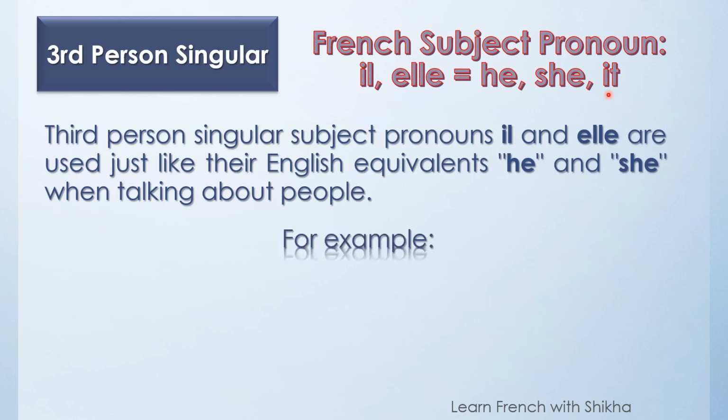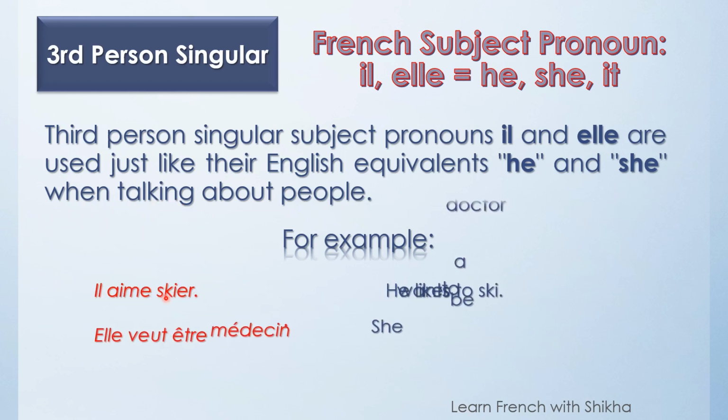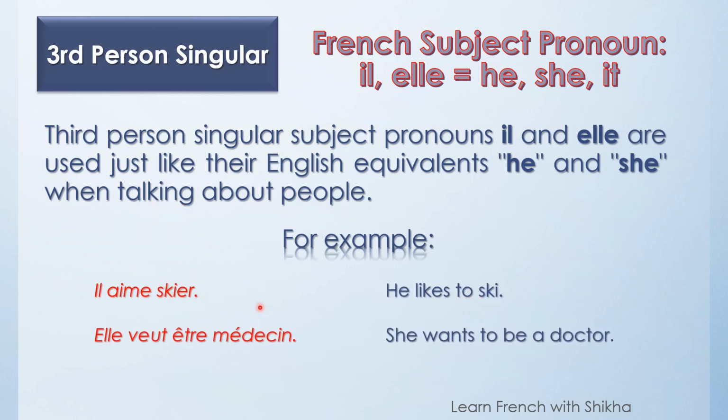For example, il aime skier. He likes to ski. So here you can see he means il. Il aime skier. Elle va être médecin. She wants to become a doctor. So elle is used instead of she. Va is a verb which means want. And être médecin means to be a doctor.